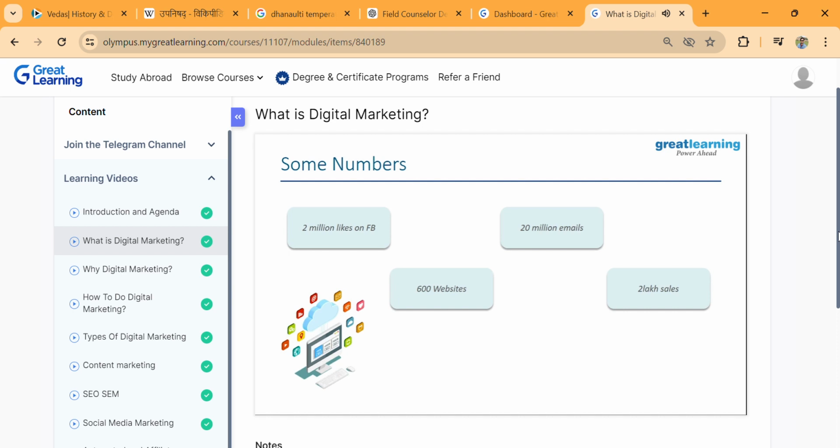Why? Because all these numbers that we've seen are through digital media, digital platforms. That tells you how many people are online these days. We'll talk about that at a stretch as we move further. But this is the emphasis of digital marketing, and that is why digital marketing is heading in the direction that it should be. So this was about what is digital marketing and some of the numbers.